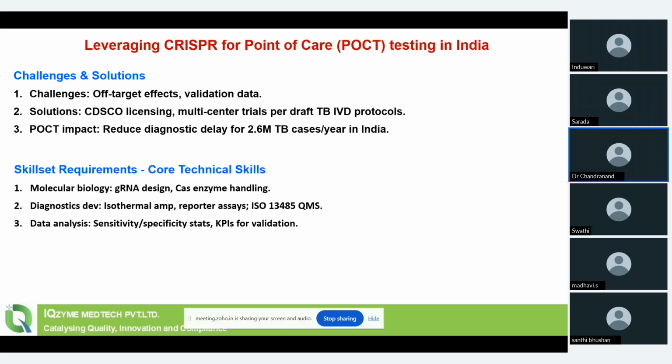Now, diagnostic developments, as I told earlier, have isothermal amplification as the principle. There are reporter assays, and you also need a good quality management system, which is ISO 13485 based. Then you need biostatisticians or automated statistical software which will do the data analysis for you in terms of sensitivity, specificity, and other KPIs for validation.